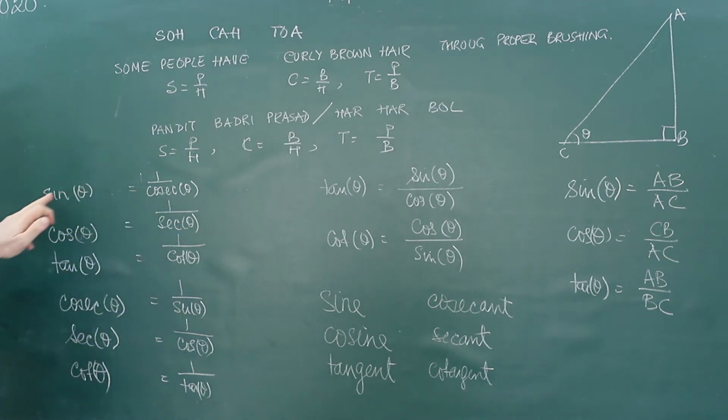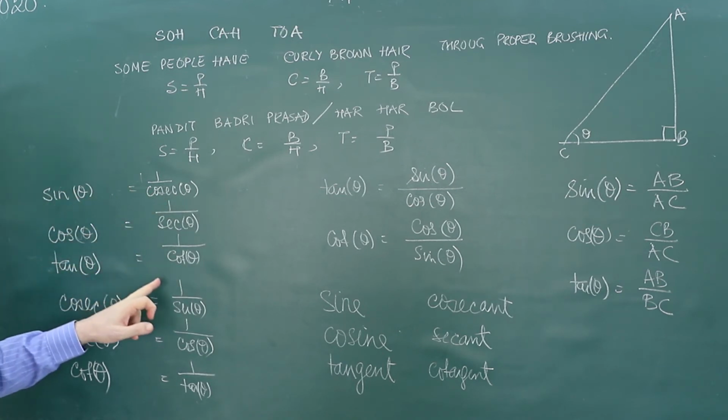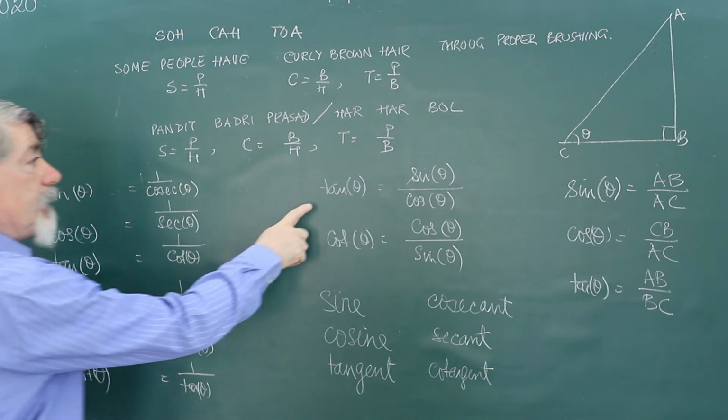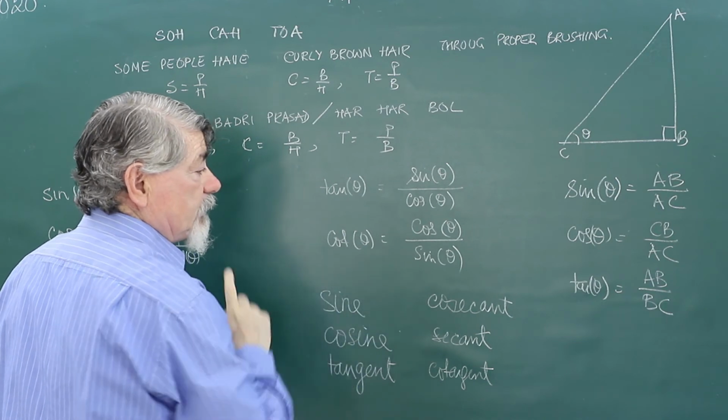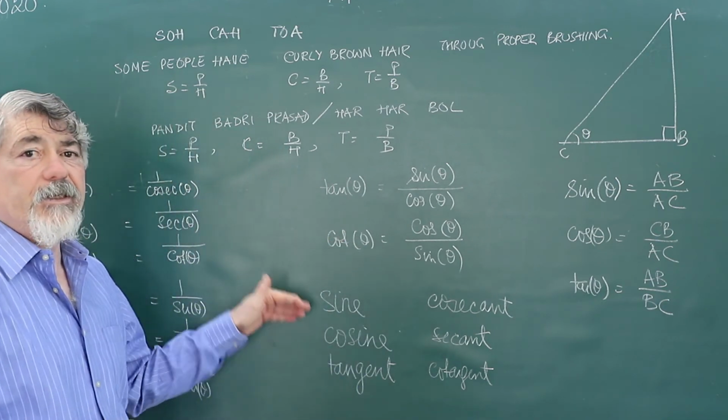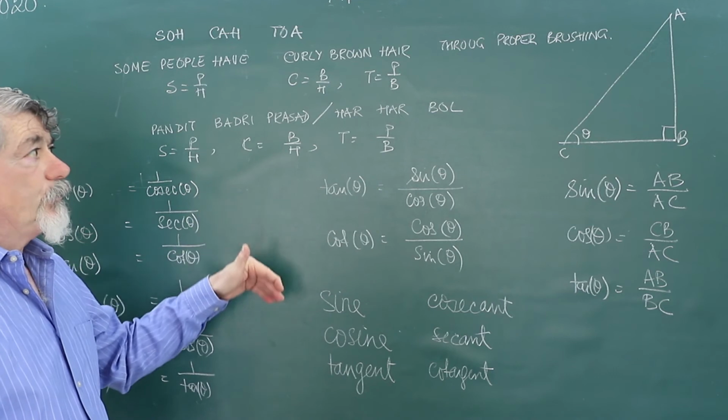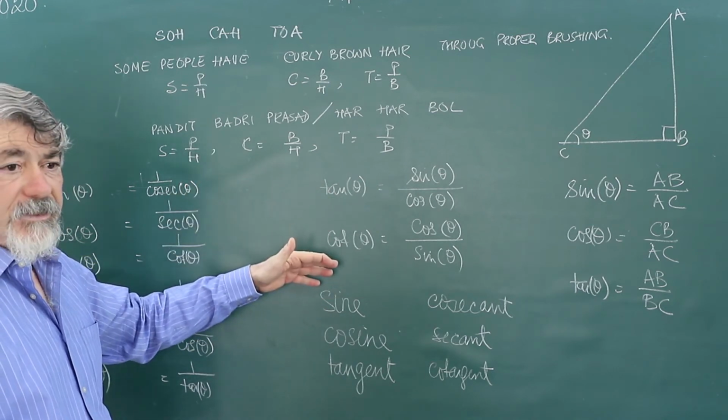Basically these are the reciprocal of each other. Sine and cosec are reciprocal, cos and sec are reciprocal, tan and cot are reciprocal. Tan theta is sine theta upon cos theta, cot theta is cos theta upon sine theta. These are the things which you have learned, but we will have to go through them quickly. I'll be doing some more work on this.